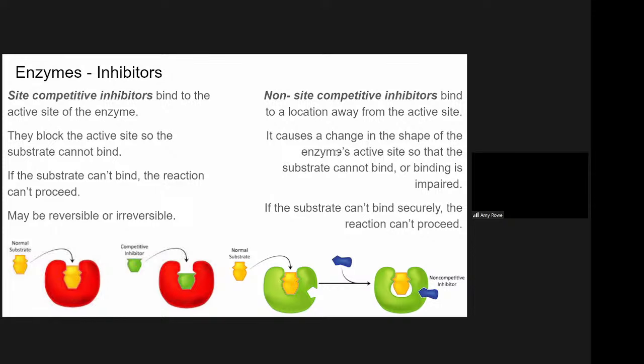In contrast, we have non-competitive inhibitors. This is where they bind to a location away from the active site and cause a change in the shape of the whole enzyme, so that the active site can't bind to the substrate. If the substrate can't bind securely, then the reaction can't proceed. And often our non-competitive inhibitors tend to be more permanent inhibitors. So you can see here the blue inhibitor is binding to a site on our enzyme which is not the active site, but in doing so, it causes a change to the shape of the active site. So now our normal substrate might be in the active site, but it doesn't fit anymore. Okay, so our reaction can't proceed. It cannot catalyze the reaction.